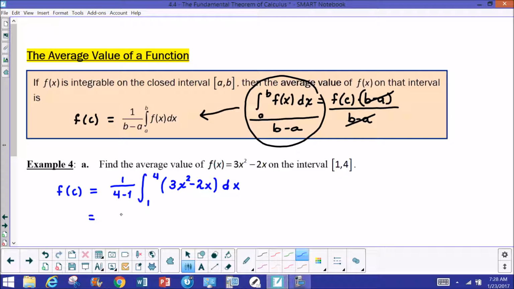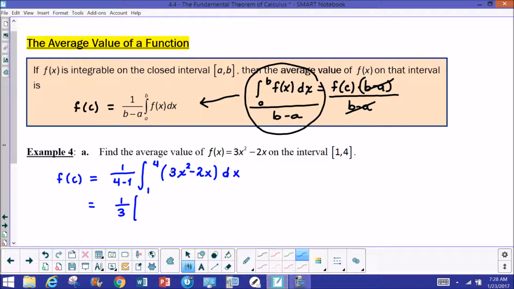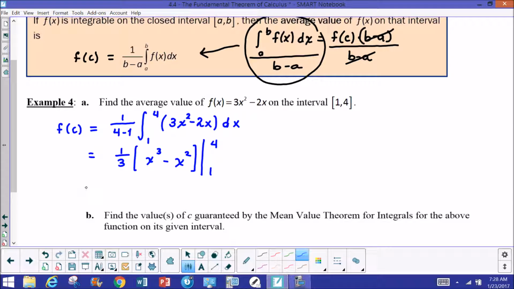All right, when we simplify our 1 over b minus a, we of course get 1/3, and now we can start to integrate the 3x squared minus 2x, which is quite easy. The antiderivative of 3x squared would be 3x cubed over 3, which simplifies to x cubed, and the antiderivative of 2x would be 2x squared over 2, which simplifies to x squared. So if we use our boundaries of 4 and 1, we're going to be ready to plug them in.